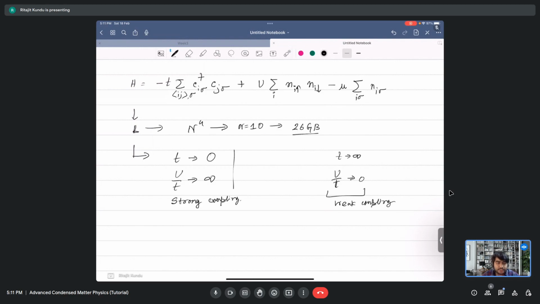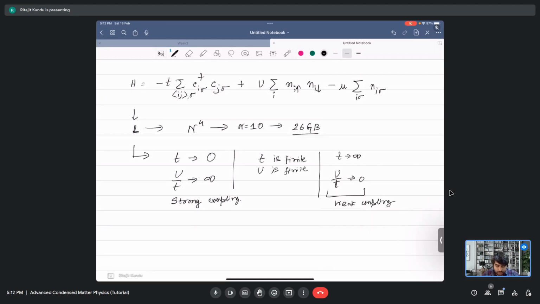So in these two regions you can have some analytical understanding of these models, but as soon as you are somewhere in between, where t is finite and u is finite, it becomes very hard to solve the problem. So we'll not even try to solve this for these kinds of large or small systems, but we'll try to get some insight into what is actually happening under the hood, right?